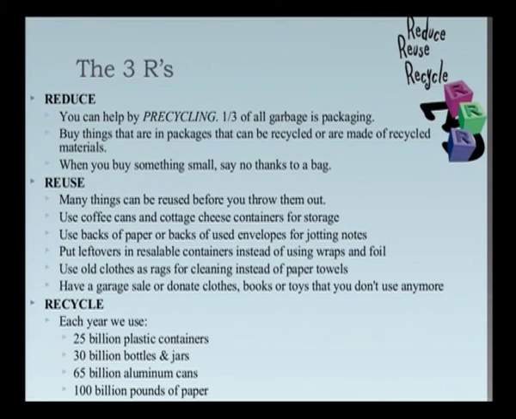Recycling is the most crucial. Every year we use about 25 billion plastic containers, 30 billion bottles and jars, 65 billion aluminium cans and 100 billion pounds of paper. So, all of these are recyclable materials. If all of this is properly collected, segregated and channelized, we can make a huge saving, not only in terms of money but also in terms of saving the environment.